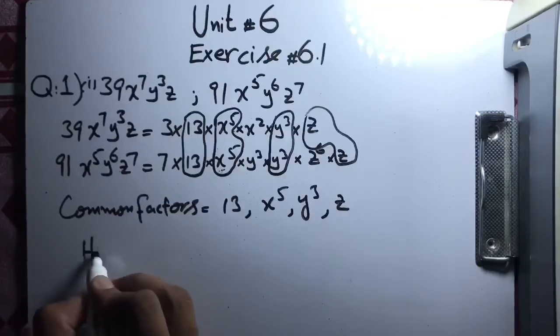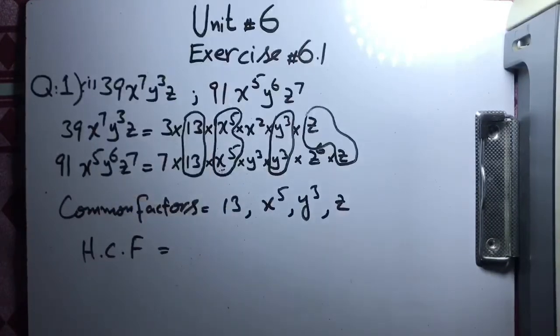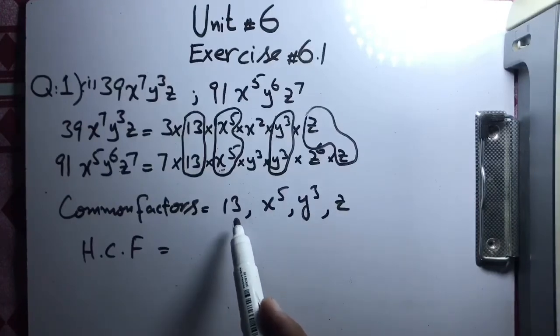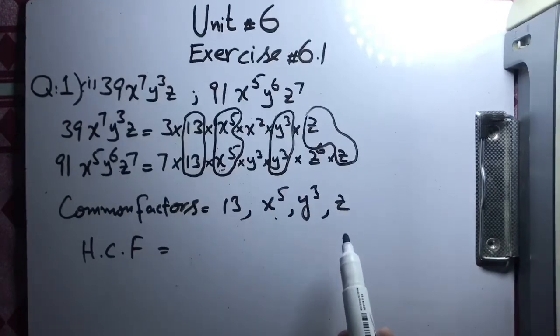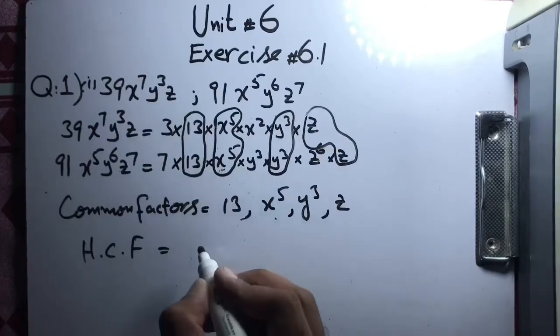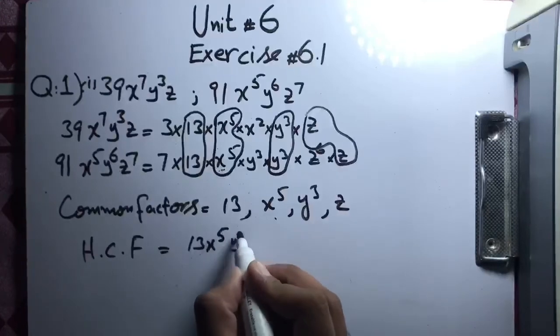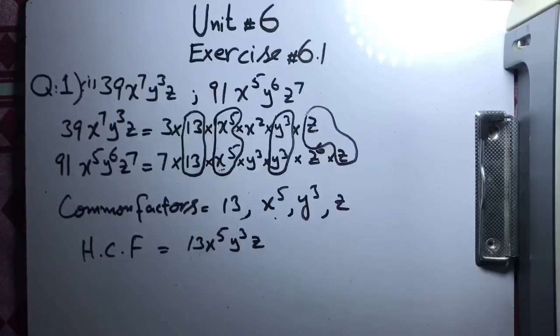Now we find HCF. When we take HCF of two algebraic expressions, then we multiply them. We do not take the highest common factor among them, because each factor is different. We cannot separate the highest between these four terms. So we just multiply them to take HCF. When we multiply these four terms, we get 13, x raised to power 5, y raised to power 3, and z. And this is the method of taking HCF of two algebraic expressions.